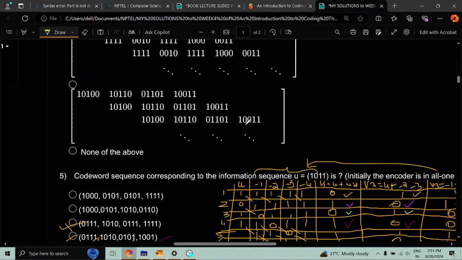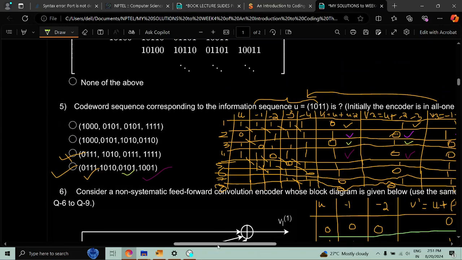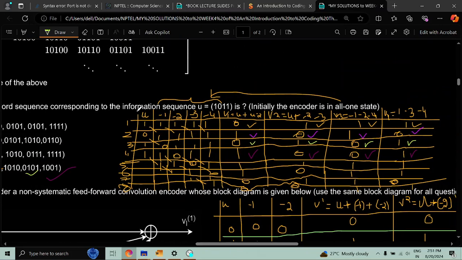After drawing this diagram and writing these equations, you can populate this table with the input first. This is the input, then you have the delay element, and it is saying initially it is all 1 in the memory states, and then start shifting one by one and find out V1, which is given by U and U minus 2 delay. With the exclusive OR operation, you will get these.